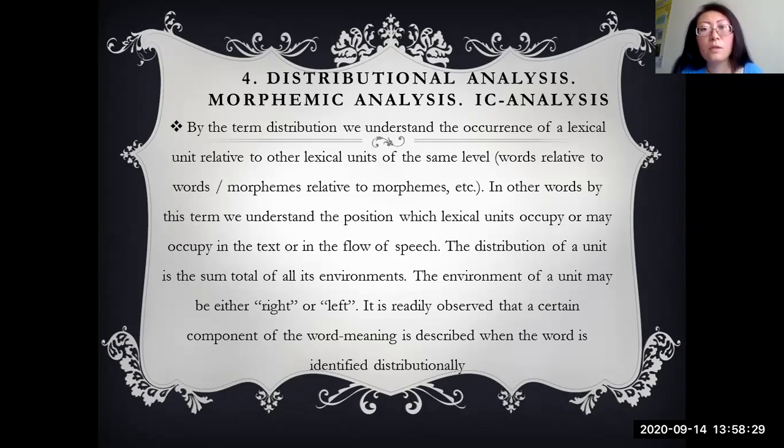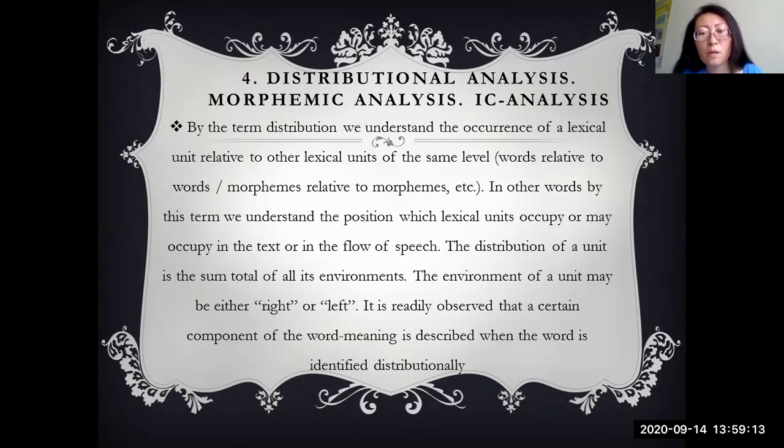By the term distribution, we understand the occurrence of a lexical unit relative to other lexical units of the same level: words relative to words, morphemes relative to morphemes, etc. In other words, by this term we understand the position which lexical units occupy or may occupy in the text or in the flow of speech. The distribution of a unit is the sum total of all its environments. The environment of a unit may be either right or left.